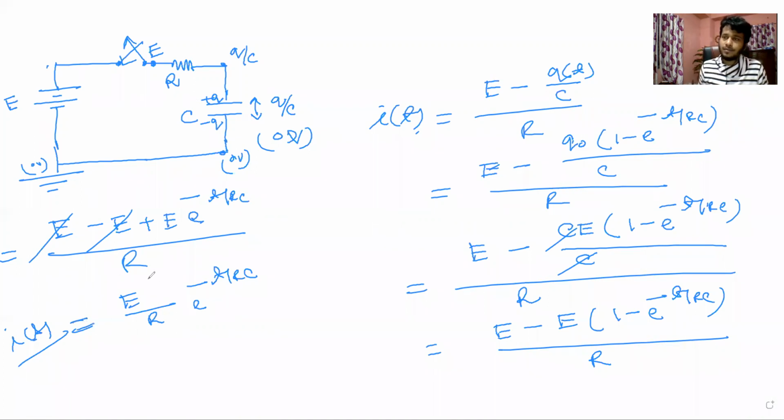Now what is E upon R? E upon R is actually the maximum current through this circuit. It can be denoted by I naught. So I(t) equals I naught e to the power minus t upon RC. Fine. Okay.